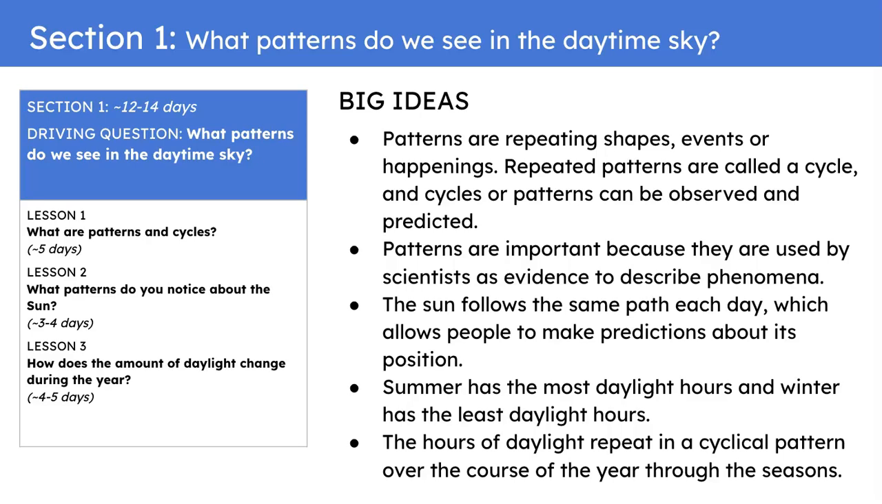The sun follows the same path each day, which allows people to make predictions about its position. Summer has the most daylight hours and winter has the least. The hours of daylight repeat in a cyclical pattern over the course of the year through the seasons. Introducing the anchoring phenomenon and Section 1 combined should take about 12 to 14 days to complete.